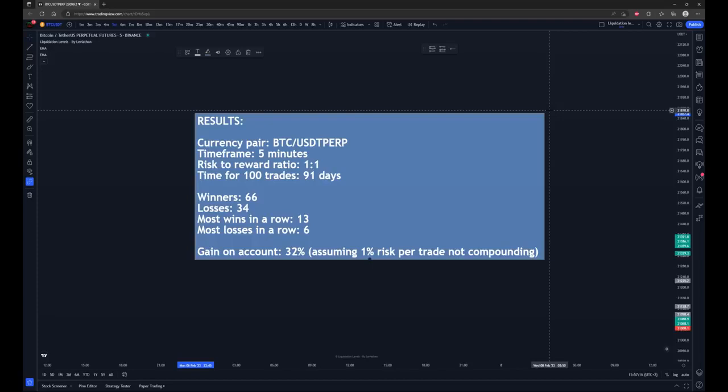So 32% gain on the account, incredibly good for a 1-to-1 risk to reward ratio, where normally using a 1-to-1, you don't see a very high gain on the account figure compared to the 1-to-2 risk to reward ratio strategies, where typically you see those bringing in a much higher gain on the account figure, even with a much lower win rate. So let's put this onto the strategy ranking spreadsheet and see how it stacks up against other tests.